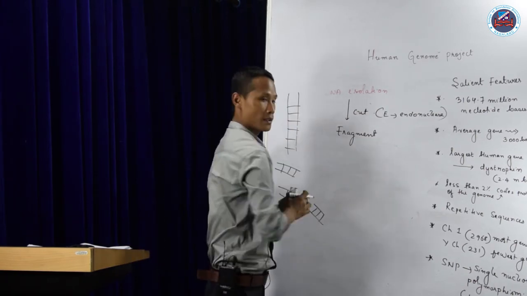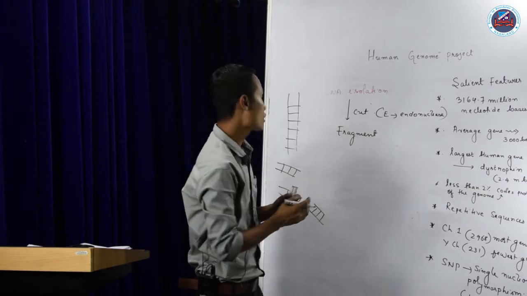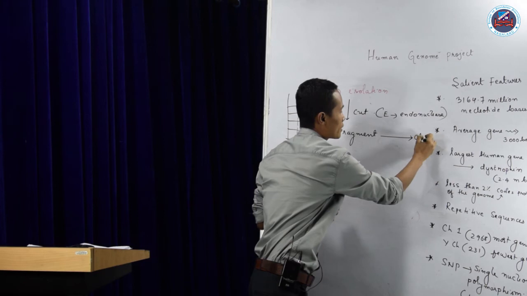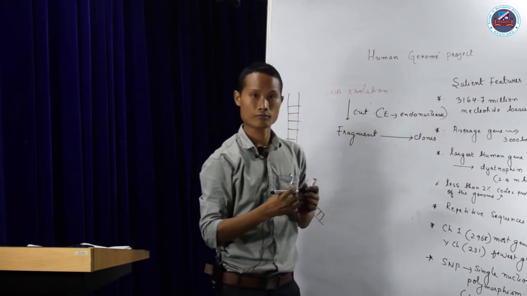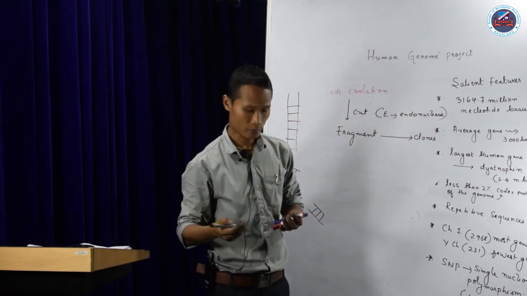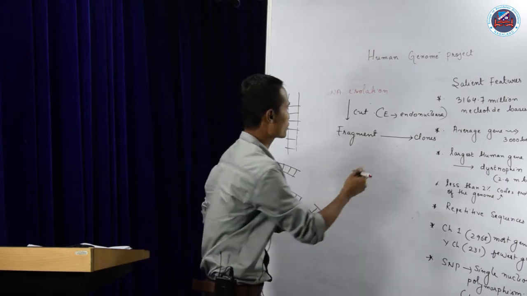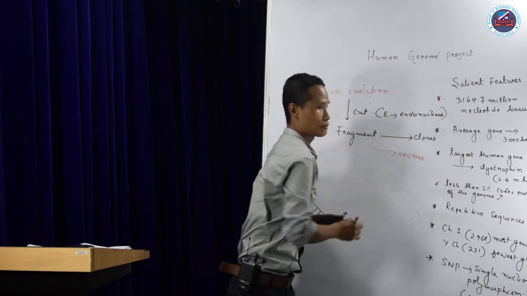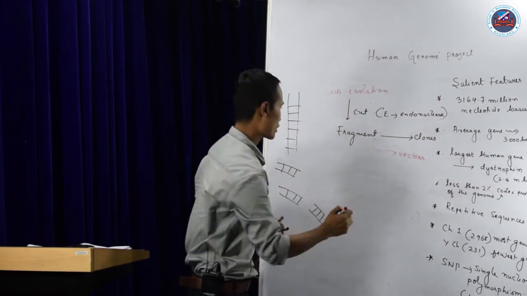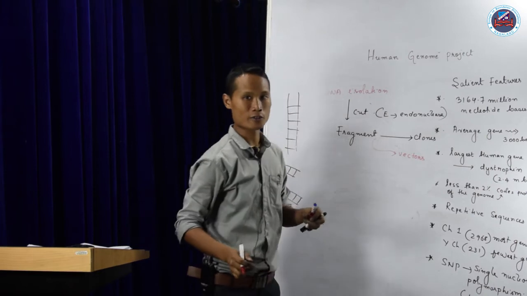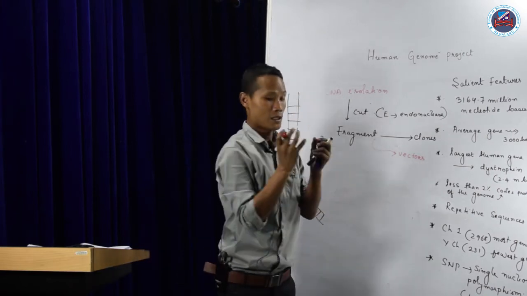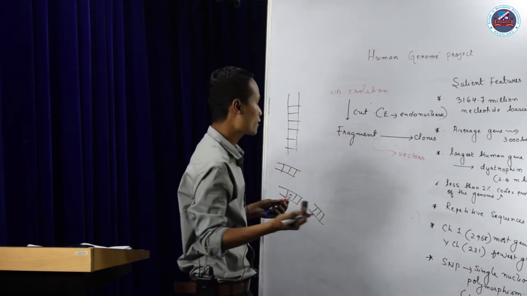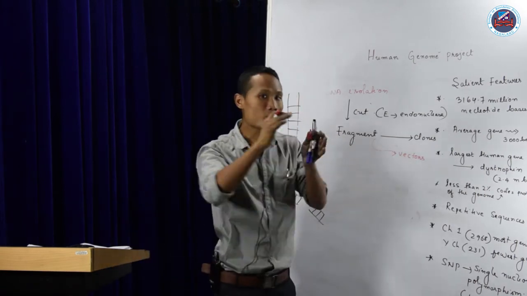Now once the fragments have been formed, they multiply into clones. They produce clones. How do they produce clones? With the help of vectors. And they use two vectors. Now you may be confused: what is a vector? Actually, vectors are, I will say, machines. They help to multiply.